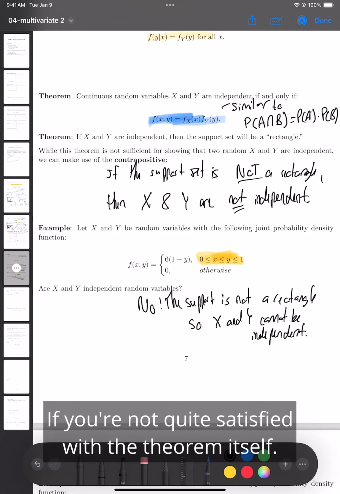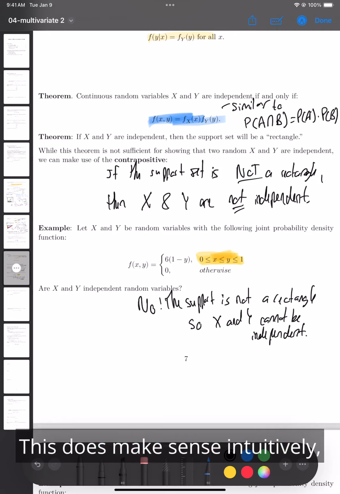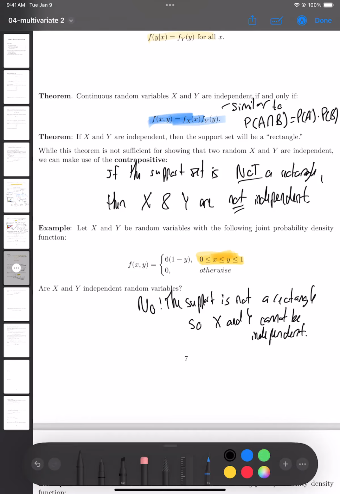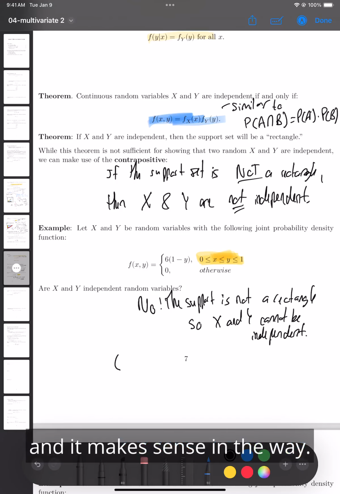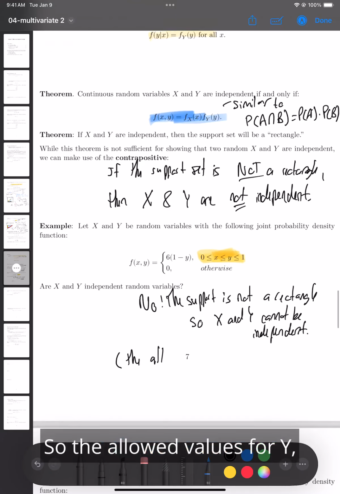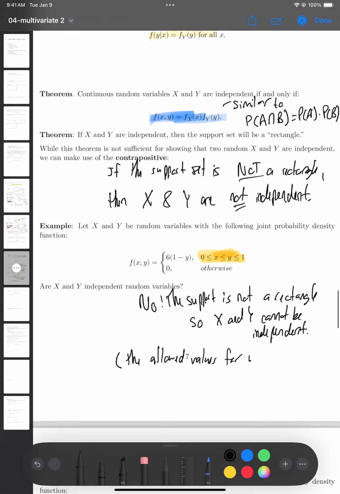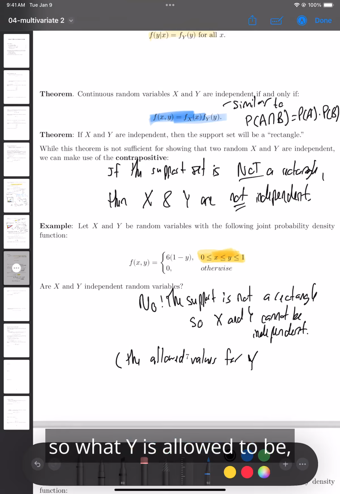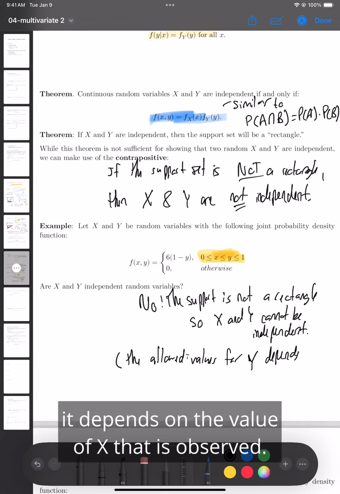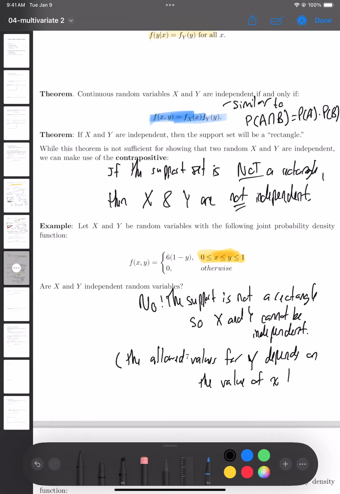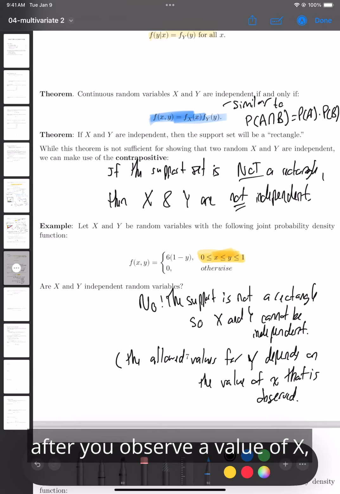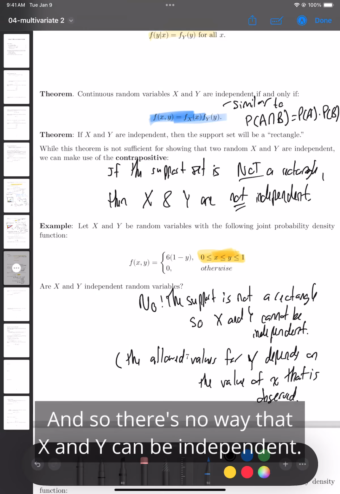If you're not quite satisfied with the theorem itself, this does make sense intuitively. The allowed values for Y, what Y is allowed to be, depends on the value of X that is observed. The support of Y after you observe a value of X depends on what that X is, so there's no way that X and Y can be independent.